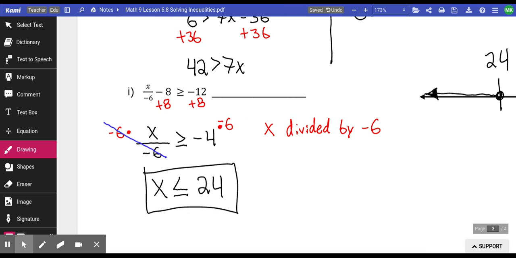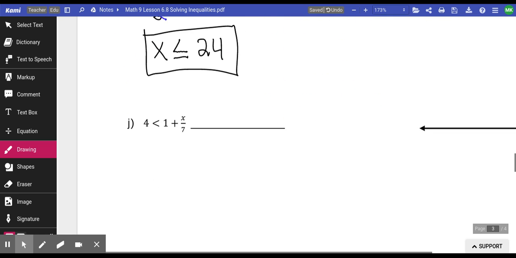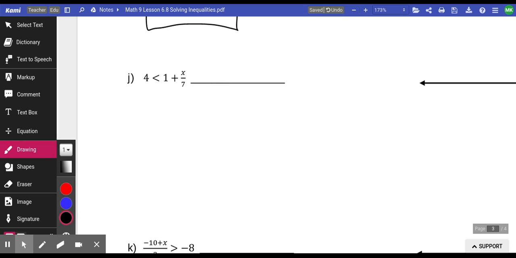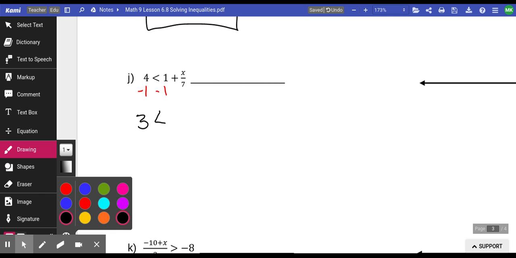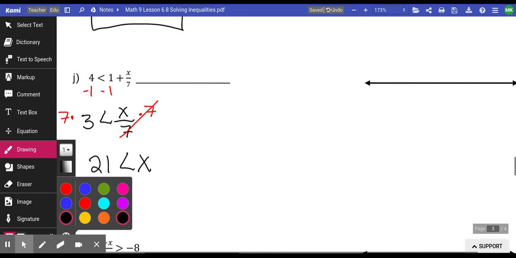Wonderful. That's how you deal with fractions. Okay, so you move things away just like you normally would, and to get rid of a fraction, you're going to multiply. We look over here, we're going to do the same thing. So I'm going to move the 1 over by subtracting 1 from both sides. That gives me 3 is less than x over 7. I'm going to get rid of that 7 by multiplying both sides by 7, leaving me with 21 is less than x. If we were graphing that, we have 21. We're not equal to, so we're an open circle, and x is bigger than that. So it looks like this.